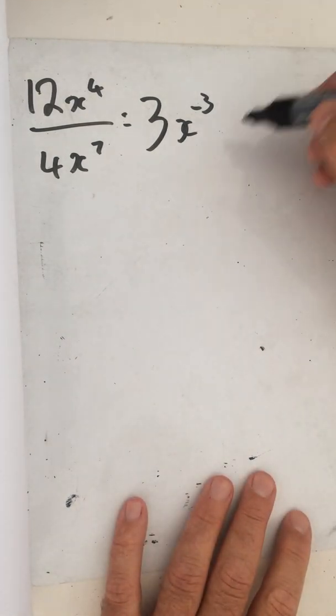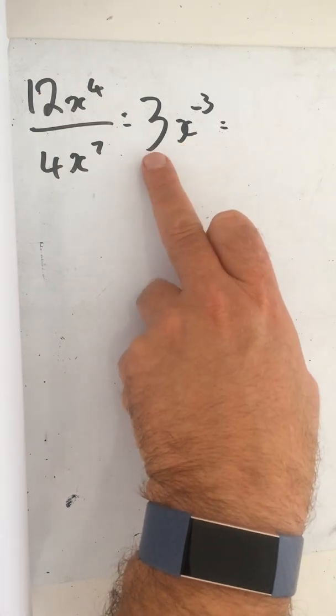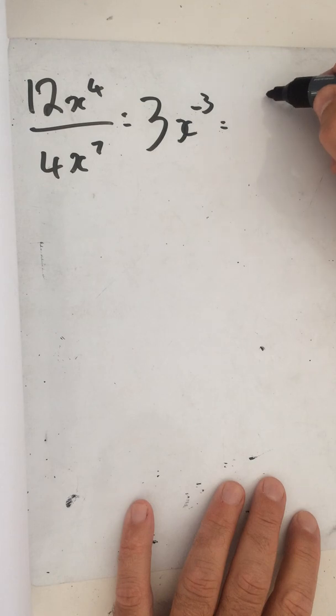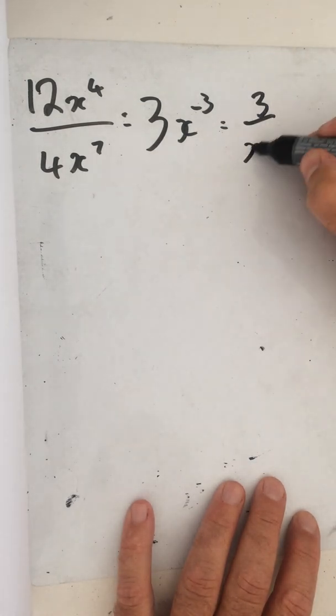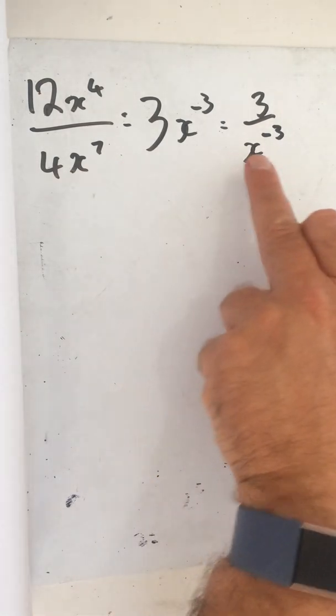Now from here we can turn this into a fraction. Because this is 3 times x to the power of minus 3, we're going to put that 3 on the top. Okay, that 3 stays on the top. So we go x to the power of 3 on the bottom. So yeah, they're all the equivalents.